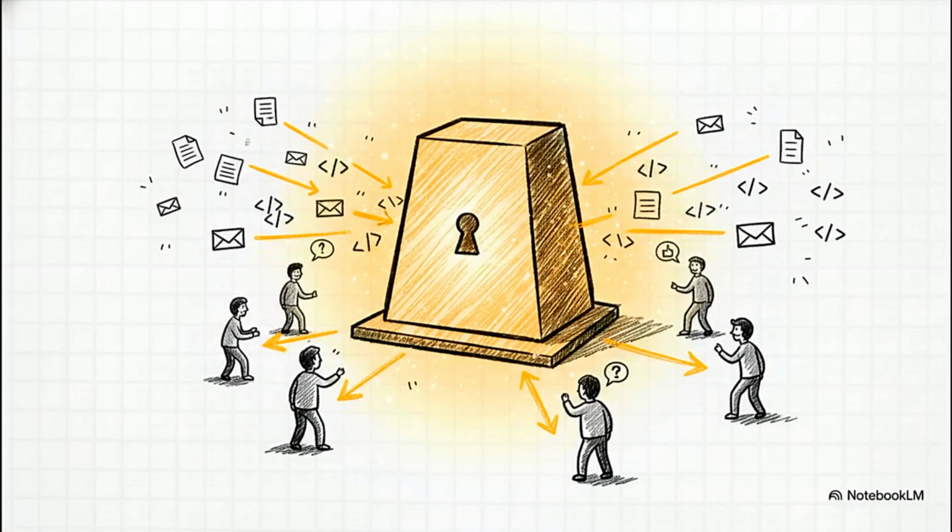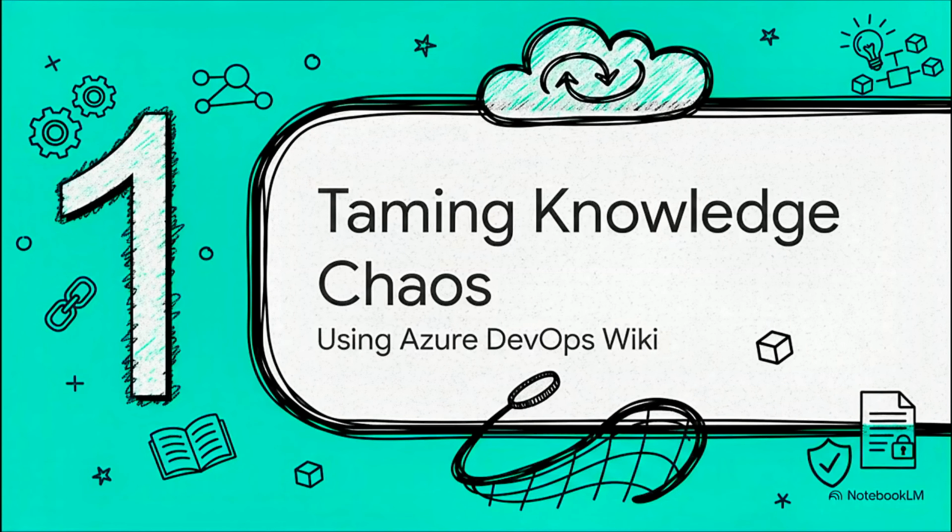So what if there was just one central place for all of that knowledge? One spot that everyone on the team actually trusts and contributes to. Well, the good news is, if your team is already using Azure DevOps, you've got the key to unlock this right now. Okay, so let's jump right in.